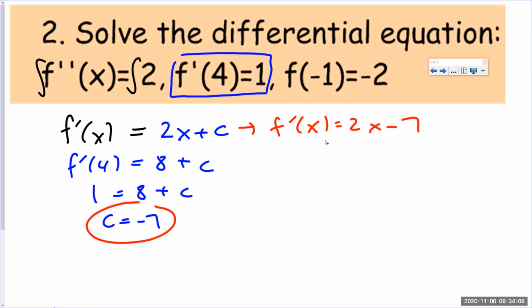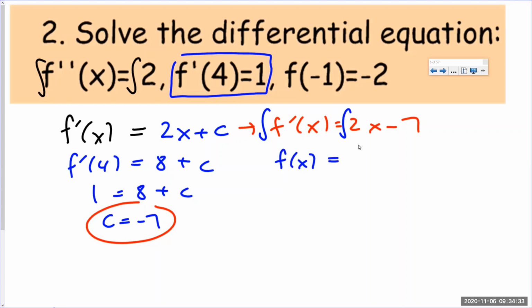Now that I know f prime of x, I'm thinking to myself, that wasn't even my goal. My goal was to find f of x, right? So what I need to do is do it again. How do you move from f prime to f? You take the antiderivative. So I'm going to take the integral of both sides. The integral of f prime is f. There's a plus Charlie, but I'm going to move all my Charlies to the right.